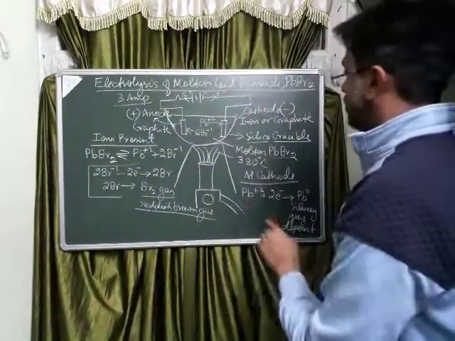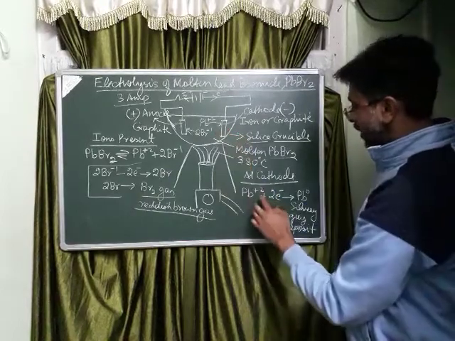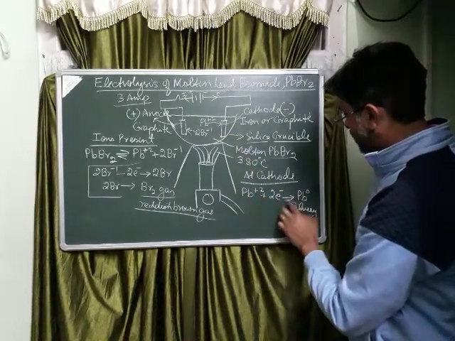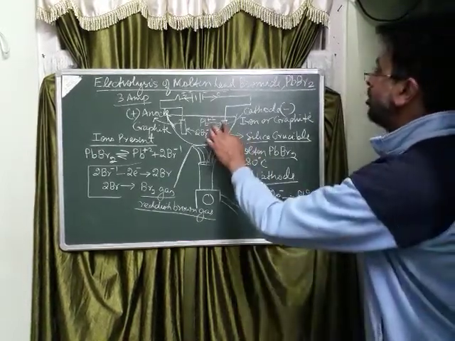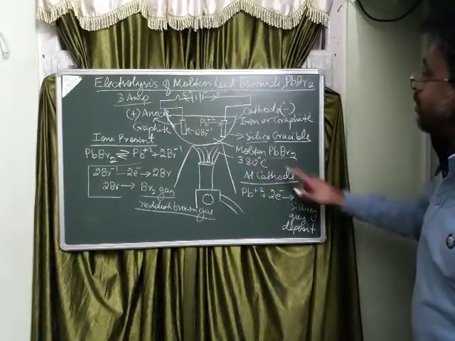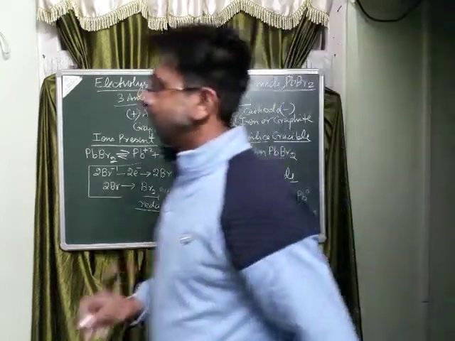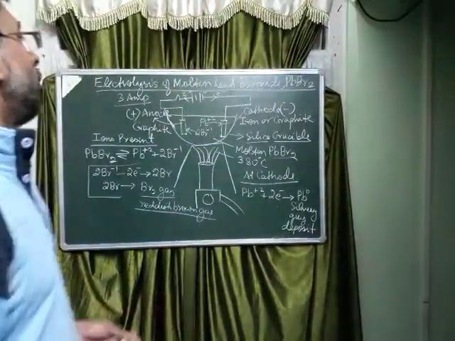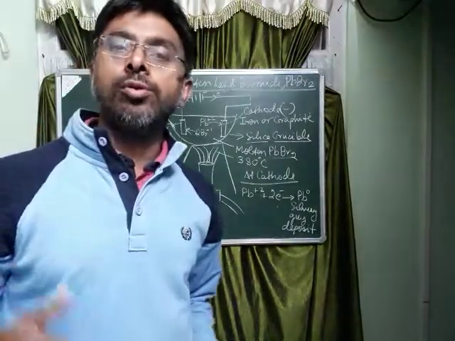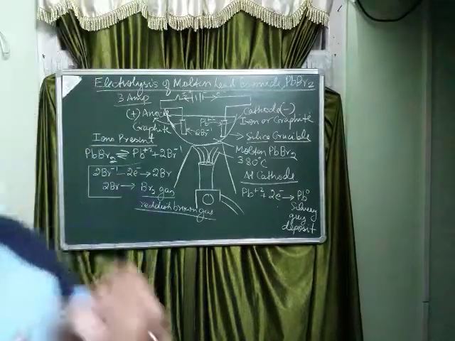At the cathode, the lead ion goes to the cathode, takes up two electrons and forms lead atom and deposits on the cathode. The color of lead atoms after deposit gives it a silvery grey color. This is electrolysis of molten lead bromide. Now let me explain the second example of electrolysis.